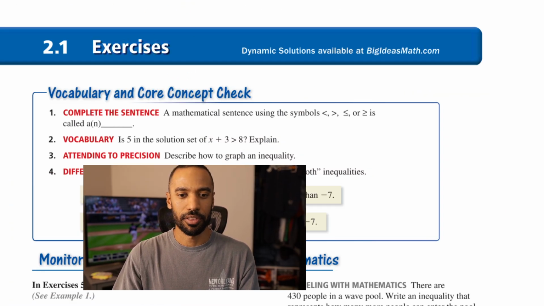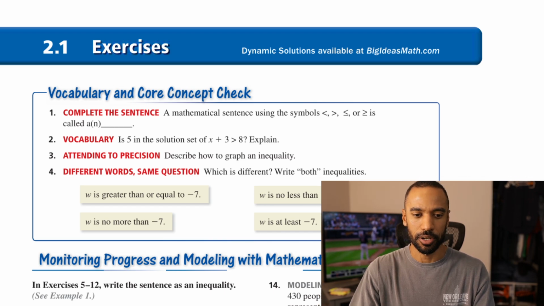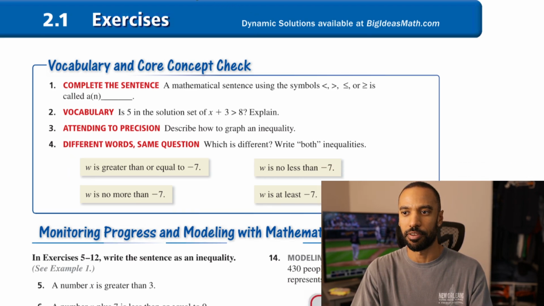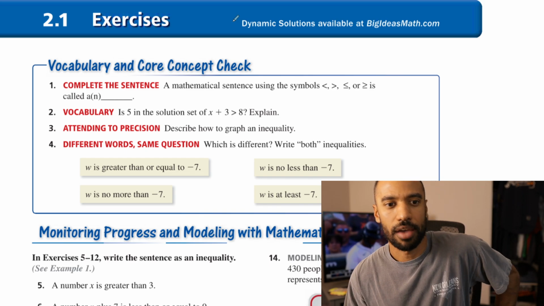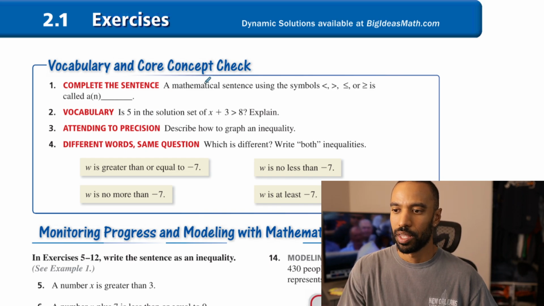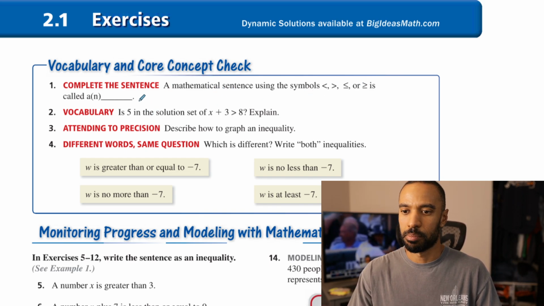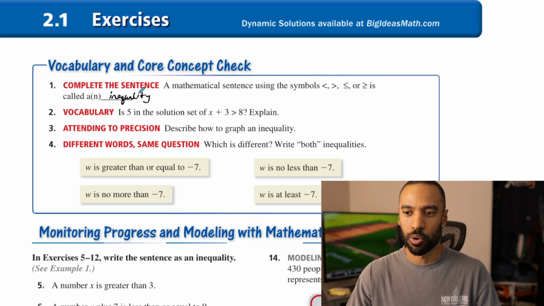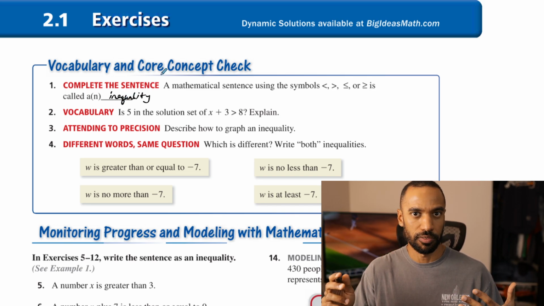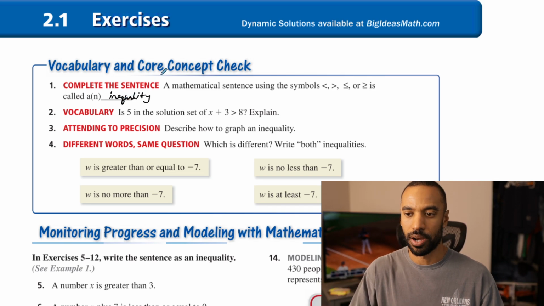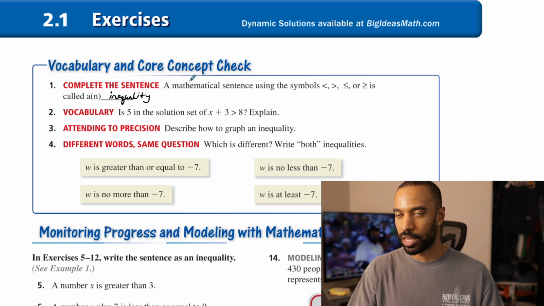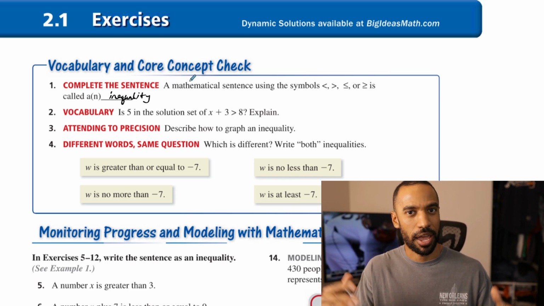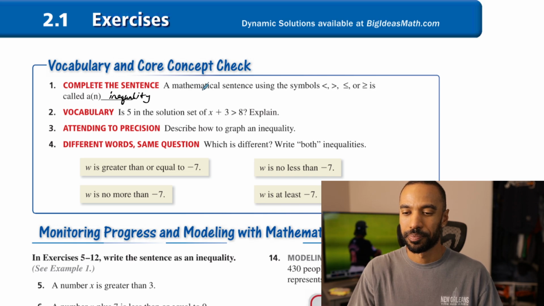Okay, that is the end of the lecture portion. Let's start with the vocabulary and core concept check. We are going to problem 59 as a whole. We have questions 1 through 4 to begin with here. A mathematical sentence using these symbols is called an inequality. And keep in mind, guys, these are not equations. You can have the or equal to portion, but it's not exclusively equal to. It's also possibly less than or greater than.